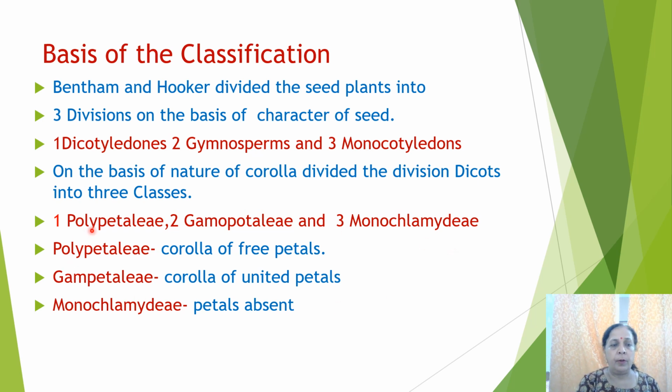And the classes here you are seeing: polypetalae means corolla of free petals, gamopetalae means corolla of united petals, and monochlamydeae means where the petals are absent.